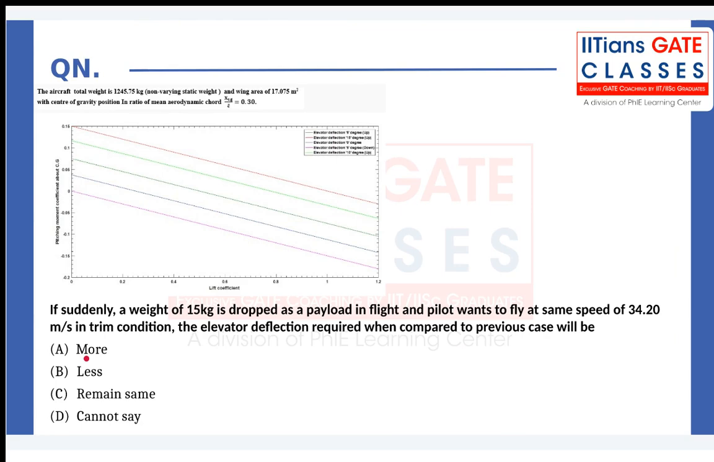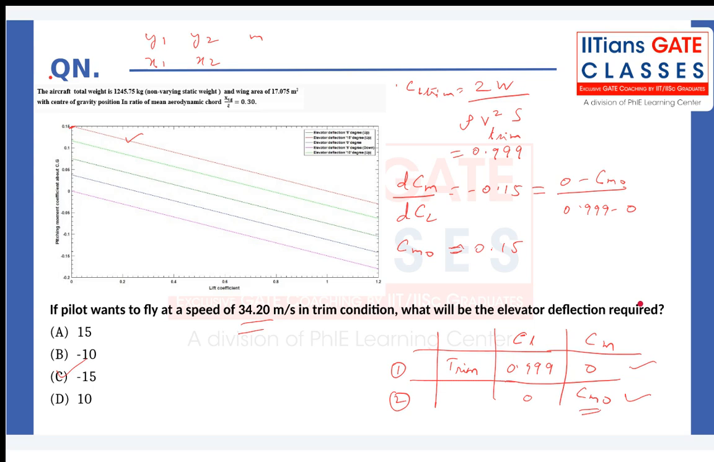If suddenly a weight of 15 kg is dropped as a payload in flight and the pilot wants to fly at the same speed of 34.20 meters per second in trim condition, the elevator deflection required compared to the previous case will be more, less, remain same, or cannot say. Okay, you wanted the previous question? You got CM naught as 0.15. Till there, is it clear, Dharmesh?